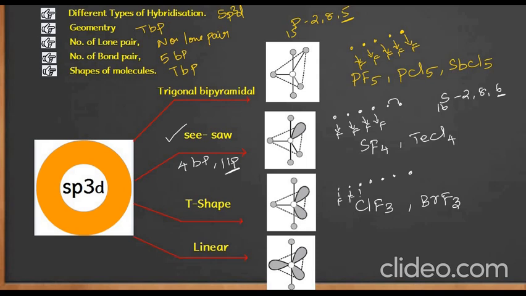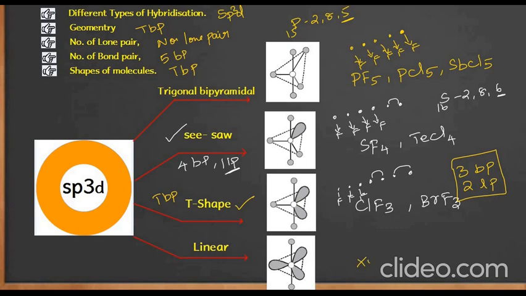Now tell me how many dots are there? 4 dots, 2 lone pairs. So it means 3 bond pairs and 2 lone pairs. So the geometry is the same, trigonal bipyramidal for all, but the shape of the molecule is T shape. So 3 bond pairs and 2 lone pairs are there.